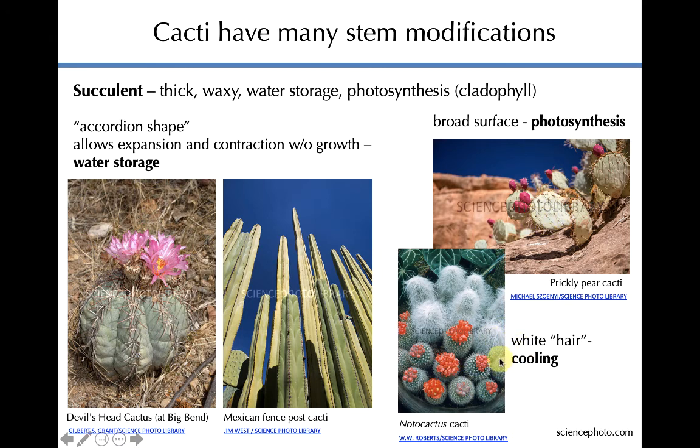Another modification you may see on a stem is having these white, quote, hair kind of structures. So they can be cooling in kind of two ways. One is that they can reflect the light, and so that keeps the heat energy from getting onto the plant. And they also can help trap water from evaporating and keep that around the plant to keep it cooler there, as well as potentially keeping it in the plant more as well.